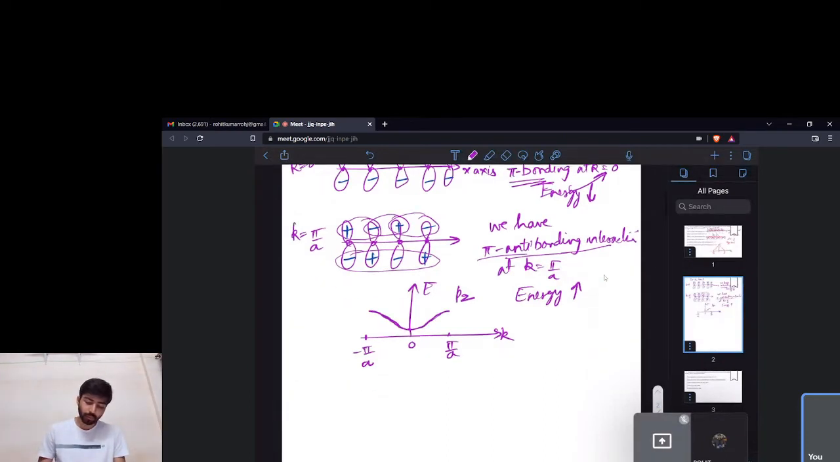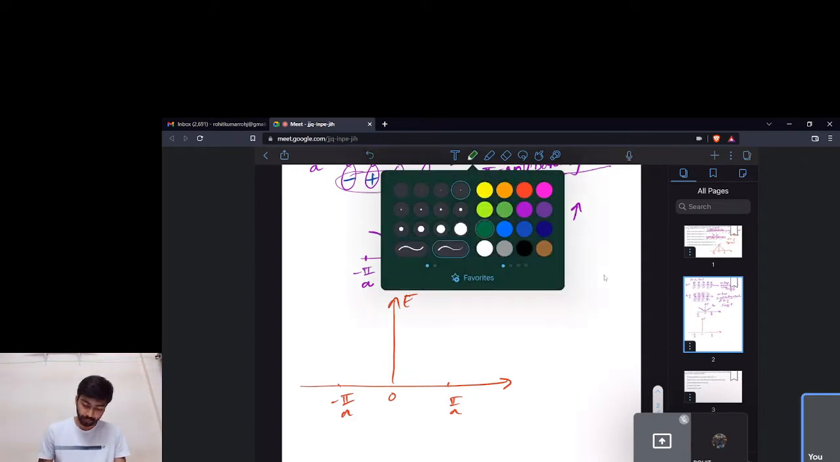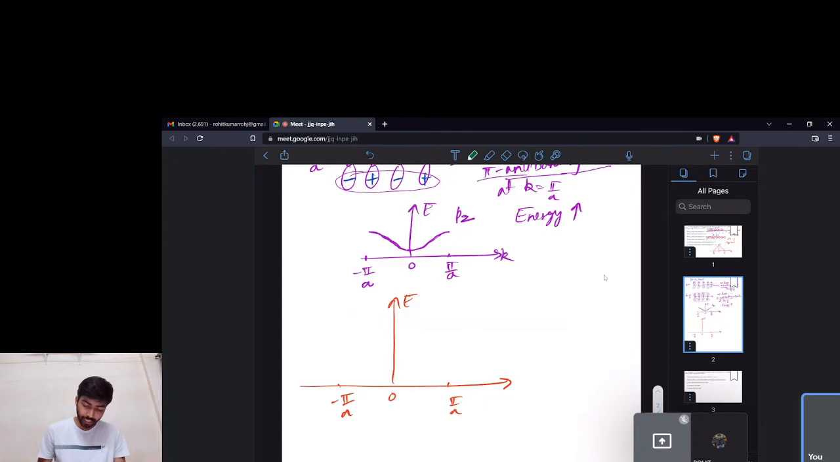Now if I plot both in the same plot, what we see, let me plot them in the same chart. Energy, k, 0, pi by a and minus pi by a. Let's say that green color. For px, it goes through like this.